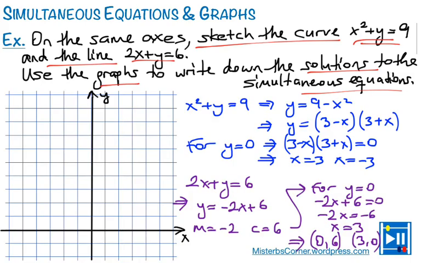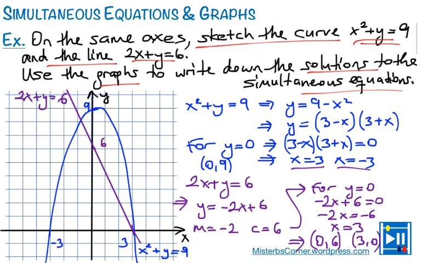To be able to sketch, of course, we need to do some calculations. These are the roots for the quadratics, right? And for x equals 0, y is 9. So basically, that's going to be (0, 9). Let's write it here for the y-intercept. Now for the line graph, it's going to be (0, 6) and (3, 0). And if we sketch it, we'll have the following.